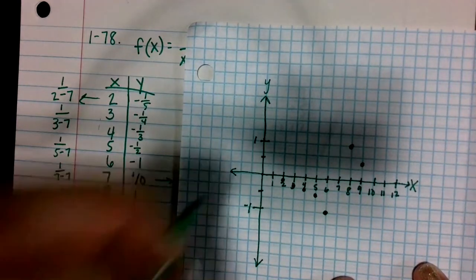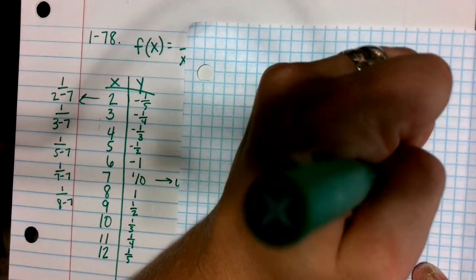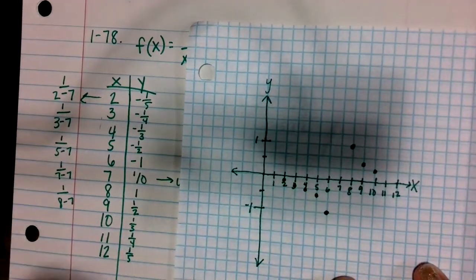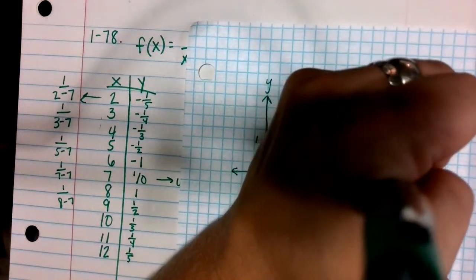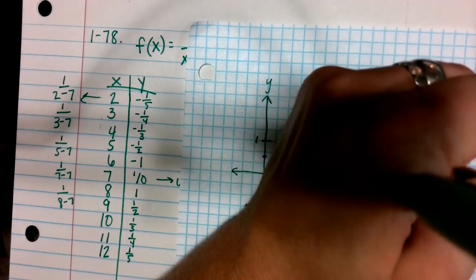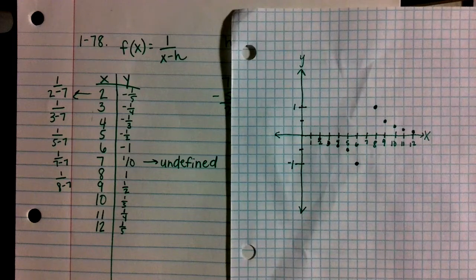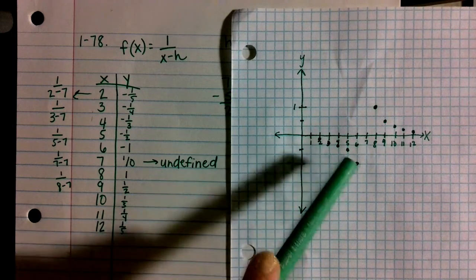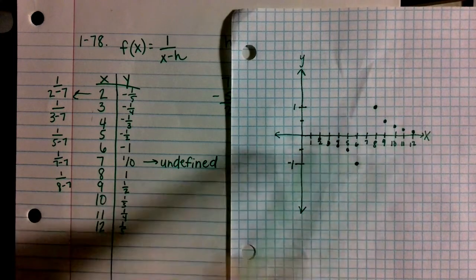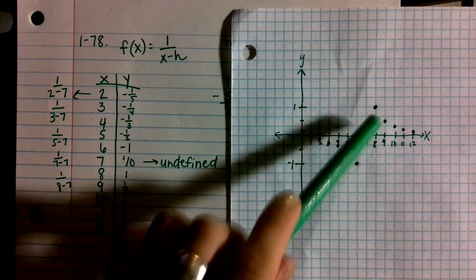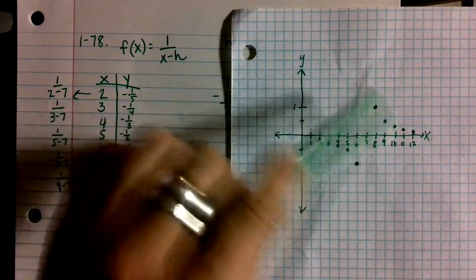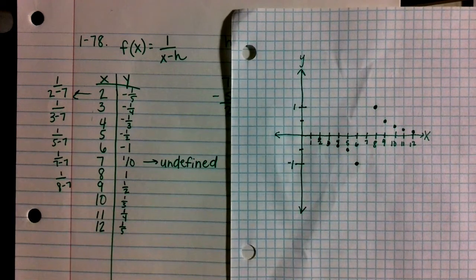We have 10 at 1/3, and then 11 is going to be 1/4, which would be about here. 12 is 1/5. Okay, so this is what the graph looks like right now at this point. So we can see that there's something going on here, right? It's getting really close to the x-axis. But then when it gets to the 7, the numbers are getting bigger, right? But 7 isn't an option.